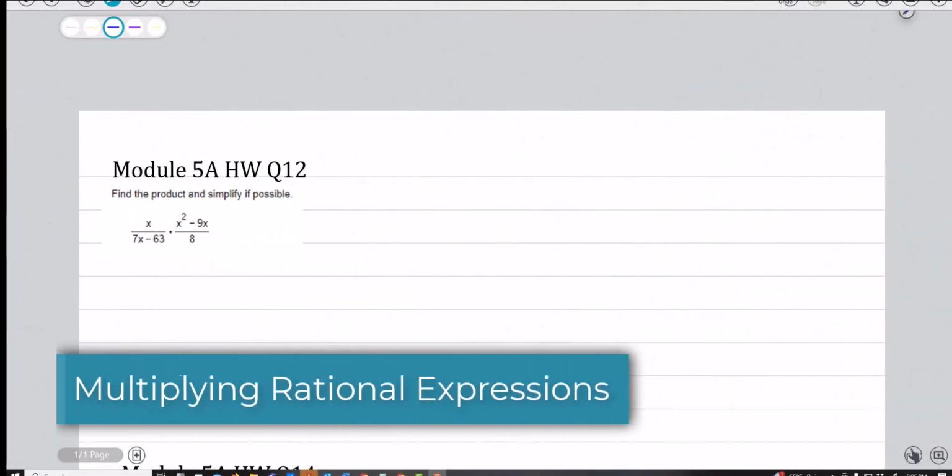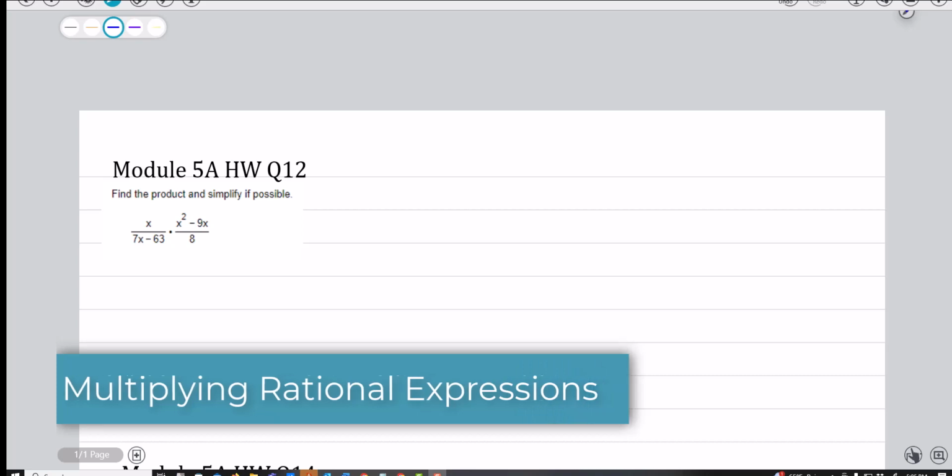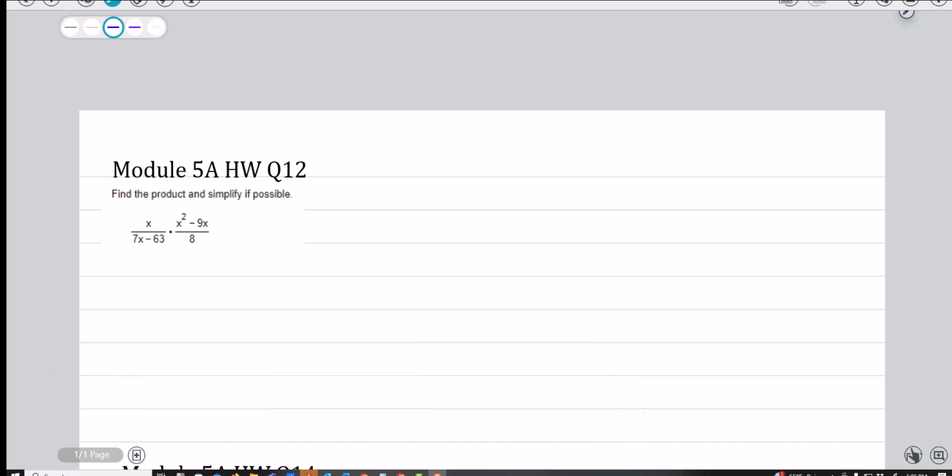All right, let's look at finding the product here. So we do have fractions, even just normal fractions, right? Like 3/4 times 1/2. Remember, what did you do? You multiplied the top and you multiplied the bottom. Well, the same thing is going to happen here. I'm going to multiply the top and I'm going to multiply the bottom.